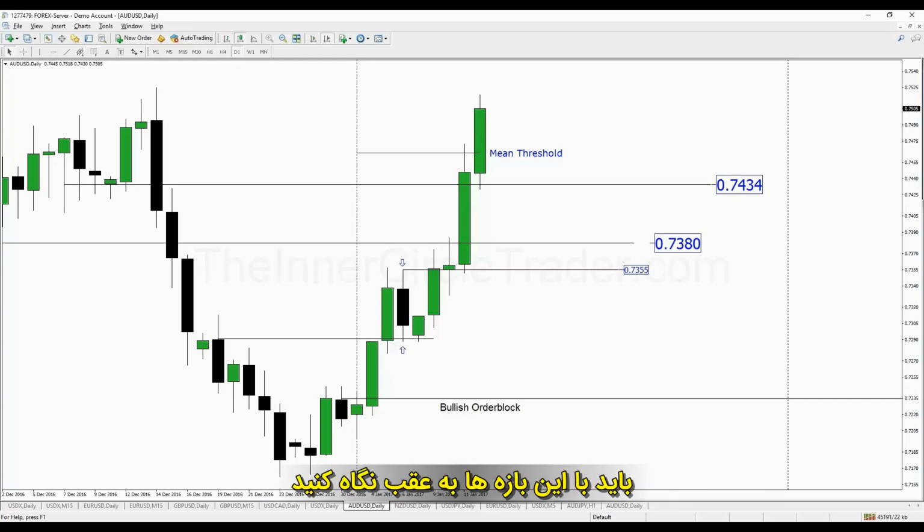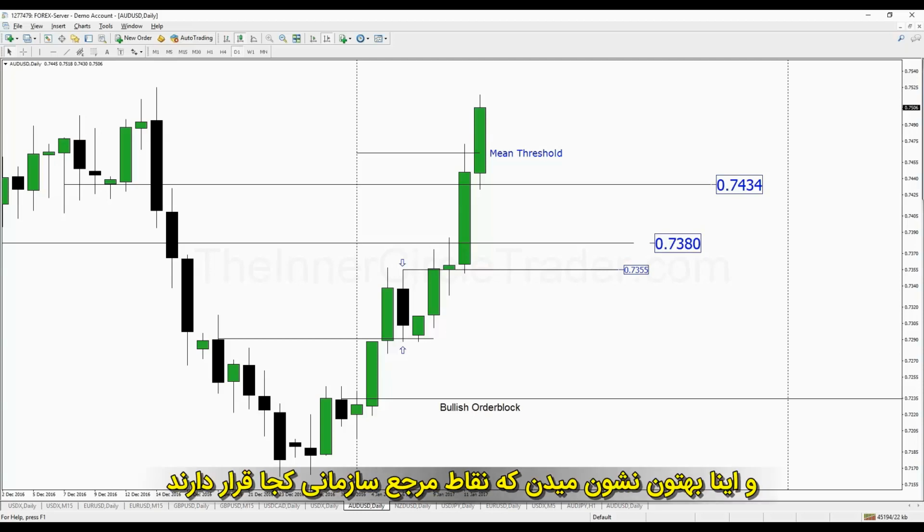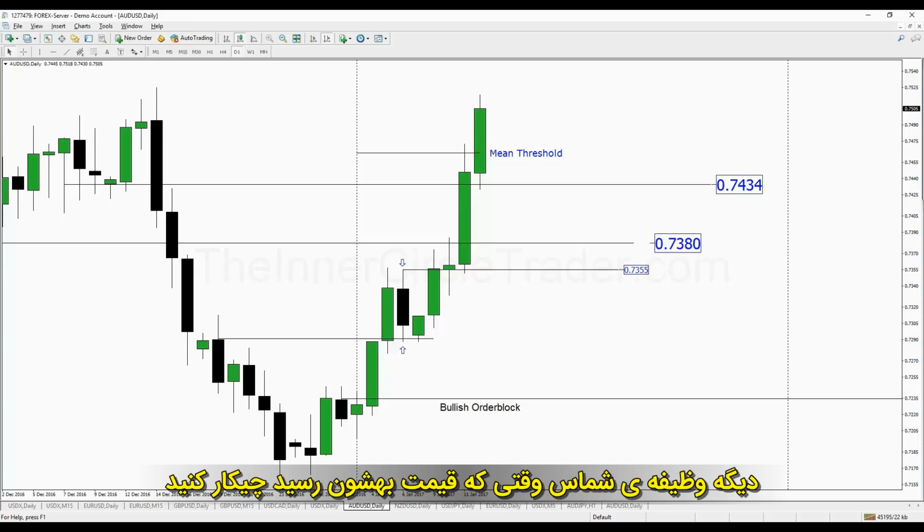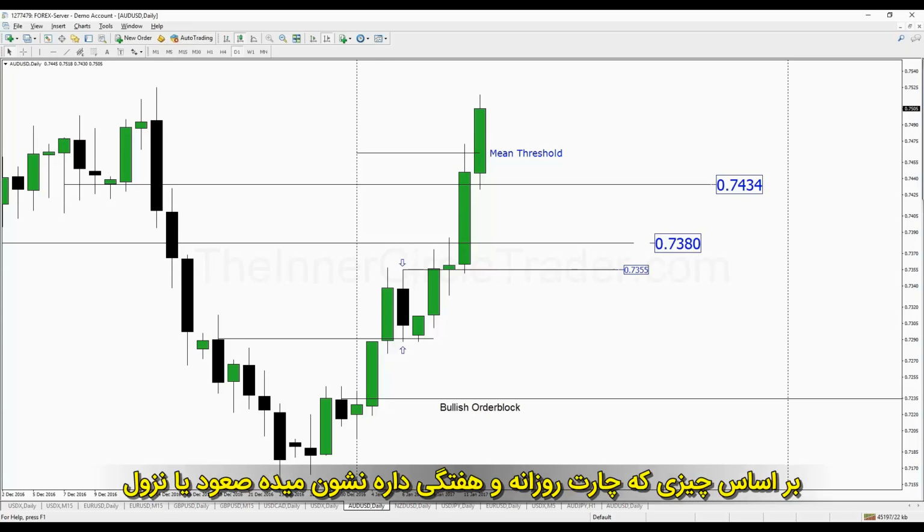You have to use those ranges, looking back, and see where the highs and lows are, where the gaps are, where the fair value gaps are, where equilibrium is. And it'll tell you where the institutional reference points are. It's up to you to execute on them when they get to those levels, based on what a weekly chart and daily chart is indicating, bullishness or bearishness.